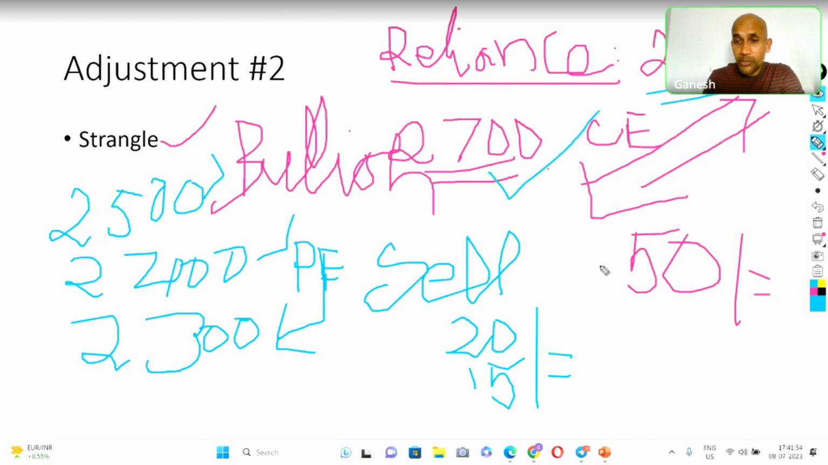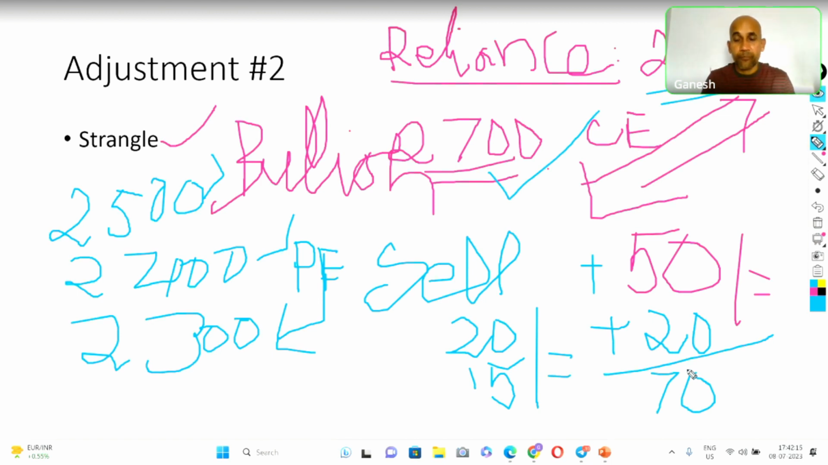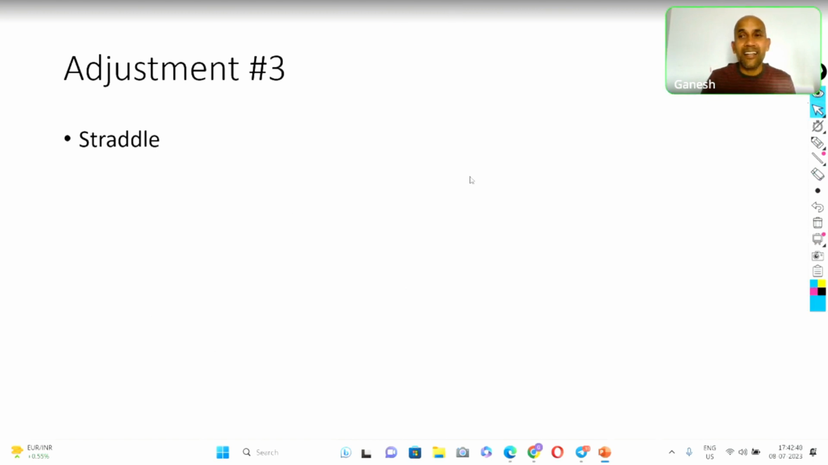So in addition to 50 rupees, you also receive another 20 rupees with almost a similar margin. Maybe you pay hardly 10-15,000 extra. So the total premium you receive is 70 rupees, which means your total profit would be 17,500. This is a strangle. By this strangle, you can increase your monthly income. This is adjustment number 2. Adjustment number 3, straddle.